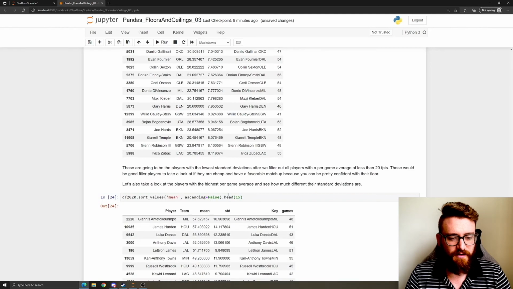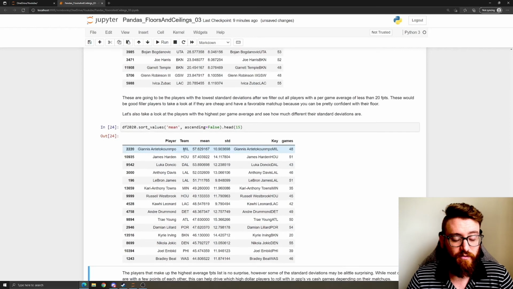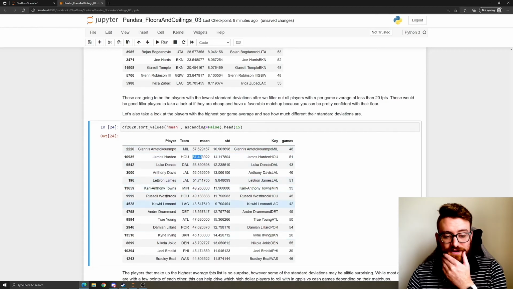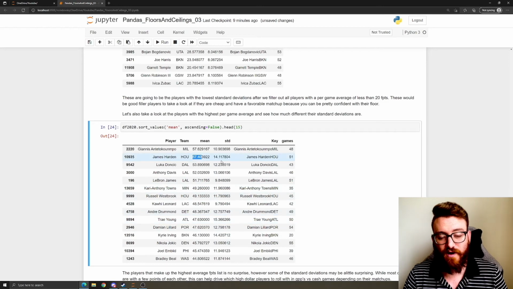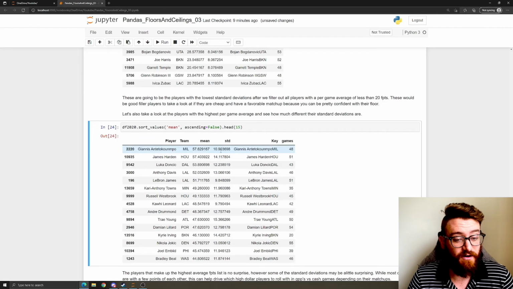So we can go ahead and take a look at the highest to lowest average fantasy points per game. So number 1 at this point in time in that season was Giannis Antetokounmpo, followed by James Harden, Luka Doncic, Anthony Davis, LeBron James, Karl Anthony Towns. None of these are surprising here. You know, they're all high profile, high scoring players, have big impact. Now if we look at the standard deviation though, we're going to notice some things.